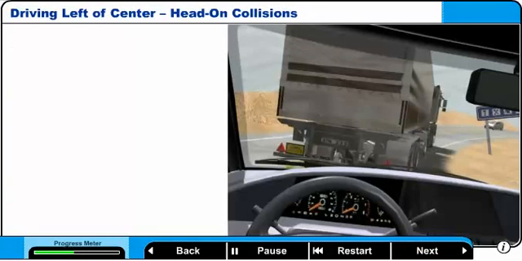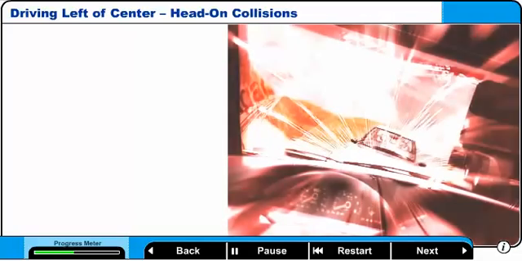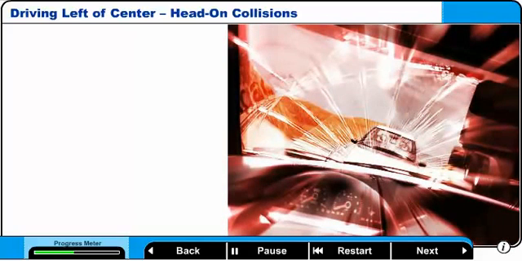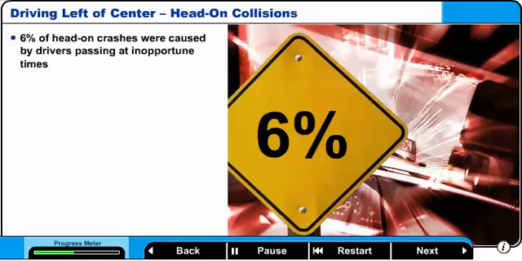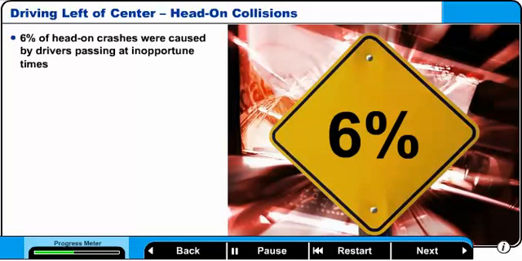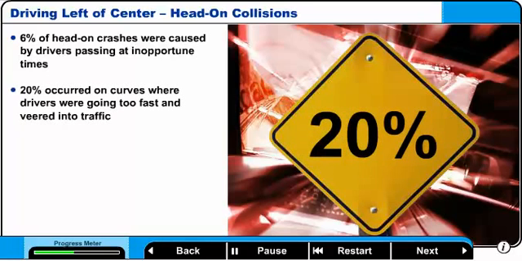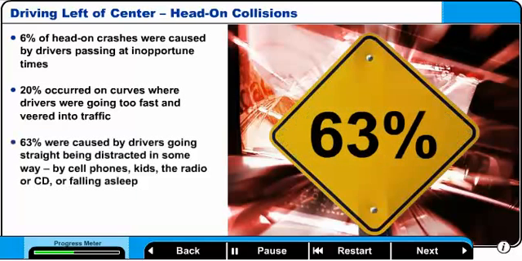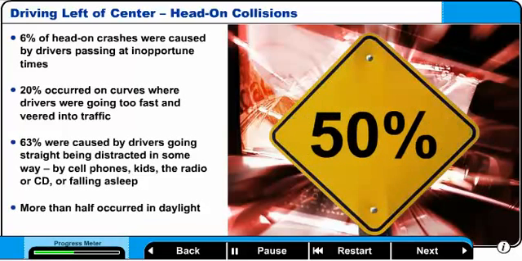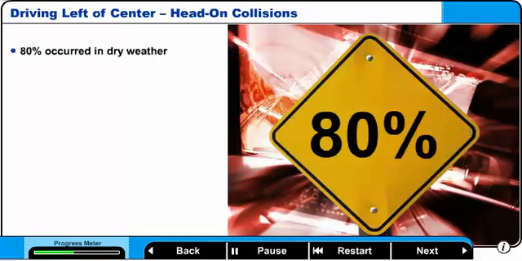Now let's take a look at driving left of center, the cause of head-on collisions. These accidents are the top killer of innocent drivers. Here are some startling facts. 6% of head-on crashes were caused by drivers passing at inopportune times. 20% occurred on curves where drivers were going too fast and veered into traffic. 63% were caused by drivers going straight, being distracted in some way by cell phones, kids, the radio or CD, or falling asleep. More than half occurred in daylight and 80% in dry weather.